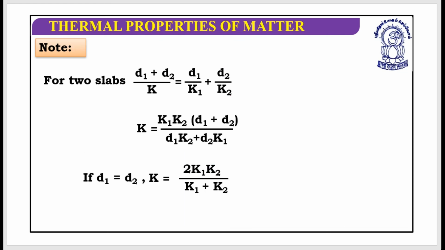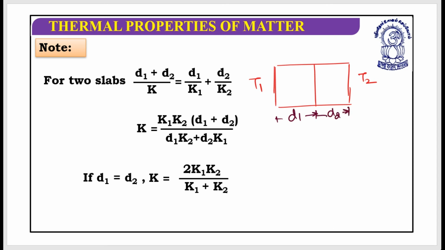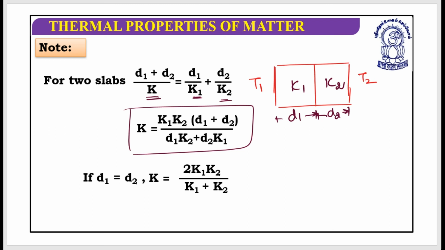Now let's discuss the same thing for just two slabs. It is something like this: T1 is maintained over here, T2 is maintained over here. This is D1 and this is D2. This is K1, this is K2. I hope this is clear. So for two slabs I can write D1 plus D2 by K, equal to D1 by K1 plus D2 by K2. And from this, if I solve, I get the relation K is equal to K1 K2 into (D1 plus D2) divided by (D1 K2 plus D2 K1).